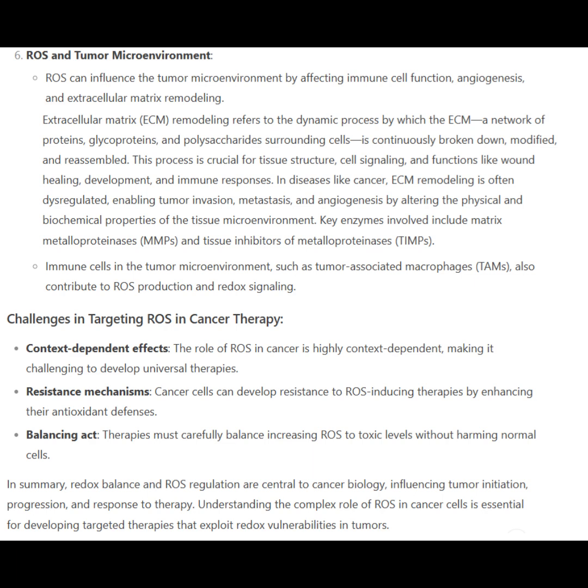In summary, redox balance and ROS regulation are central to cancer biology, influencing tumor initiation, progression, and response to therapy. Understanding the complex role of ROS in cancer cells is essential for developing targeted therapies that exploit redox vulnerabilities in tumors.